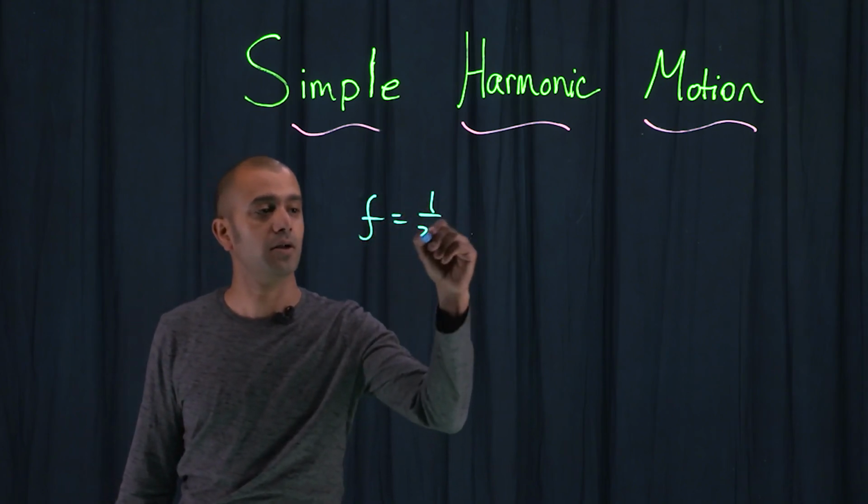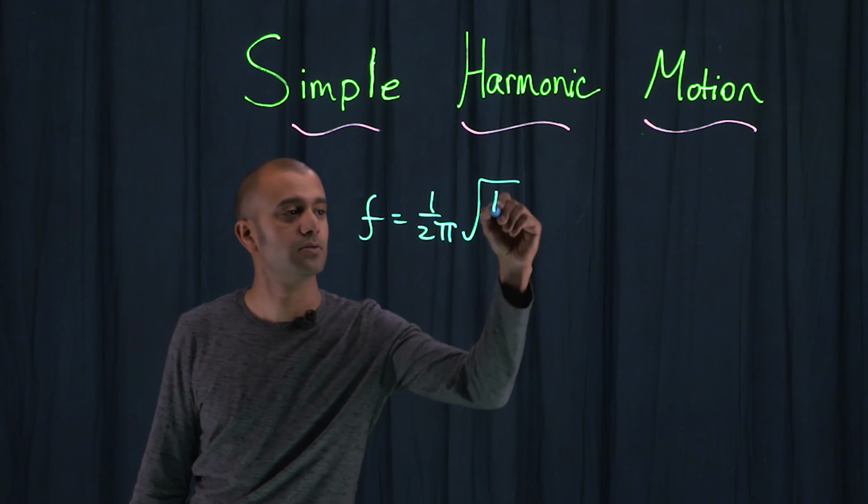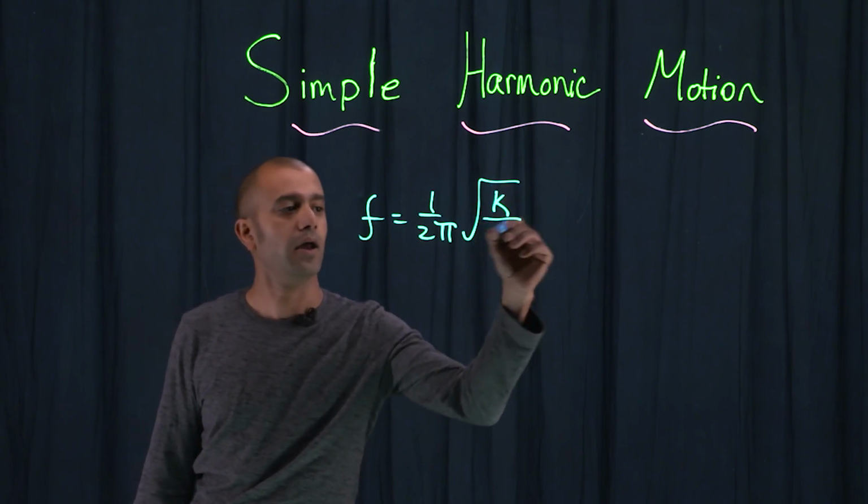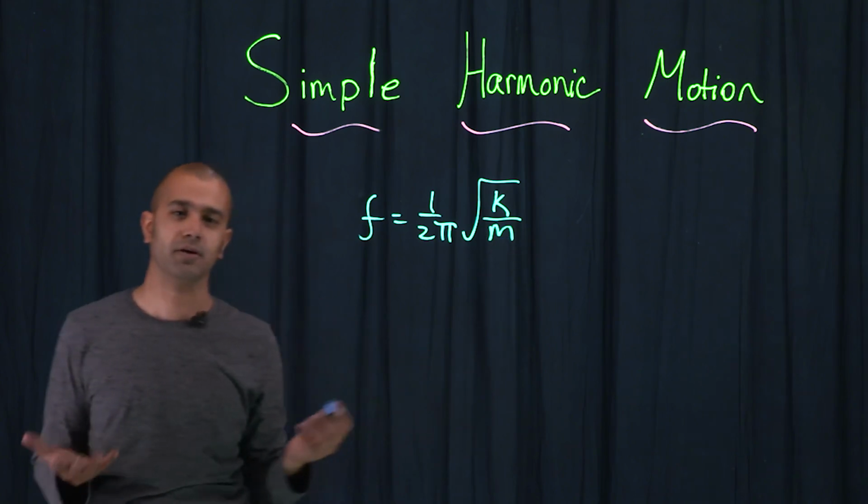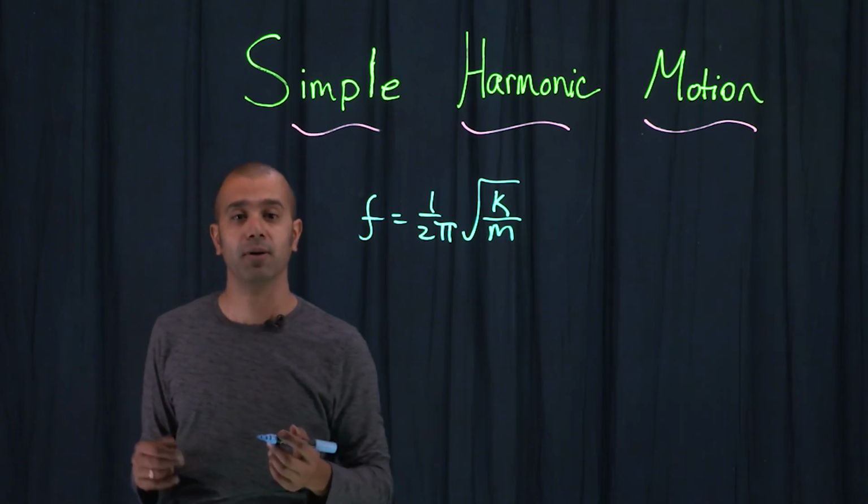It depends on how stiff the spring is, which is given by this quantity k, and also how much mass you have attached to the spring. So let's go ahead and take a look at a problem illustrating this concept.